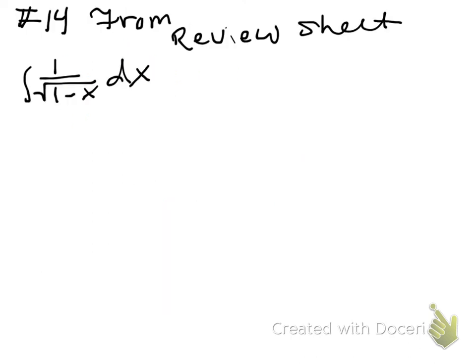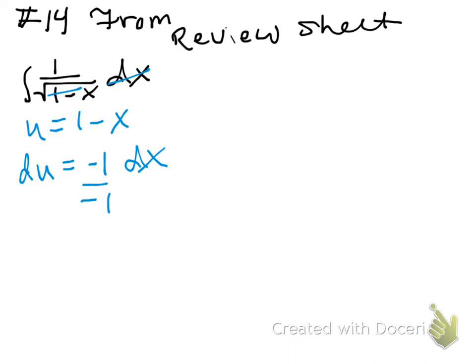All right, and last but not least, but this was a special request from earlier today, to do number 14 from the review worksheet. So in this case, I am going to make u equal to what's underneath my radical and go ahead and take the derivative. The derivative, of course, is going to be negative 1 dx. So I'm good with the dx. I'm good with my u, because my u is equal to 1 minus x. However, there is no negative 1 in the original problem, so you're going to have to divide both sides by negative 1. There's an invisible 1 right there. I'm dividing by negative 1, so 1 divided by negative 1, of course, is negative 1.